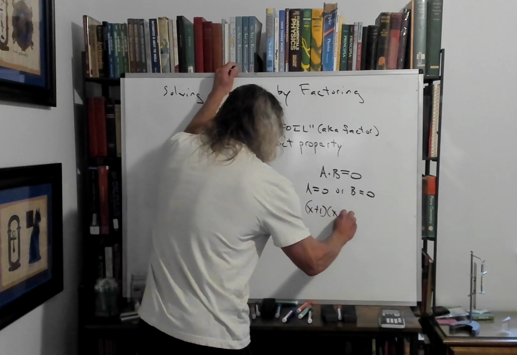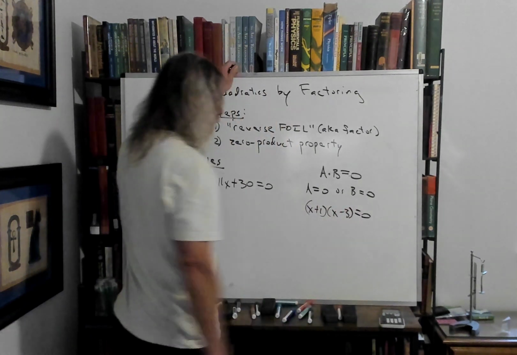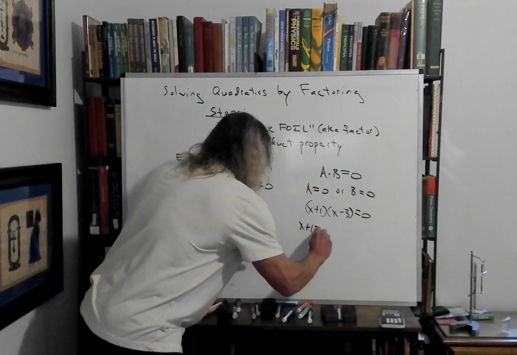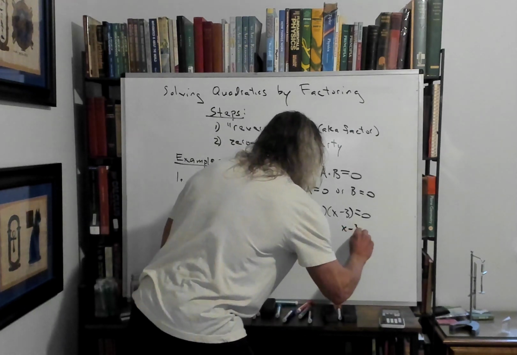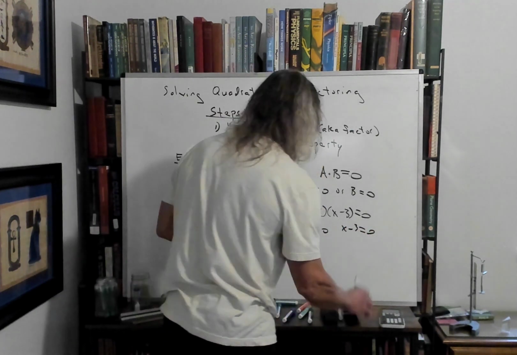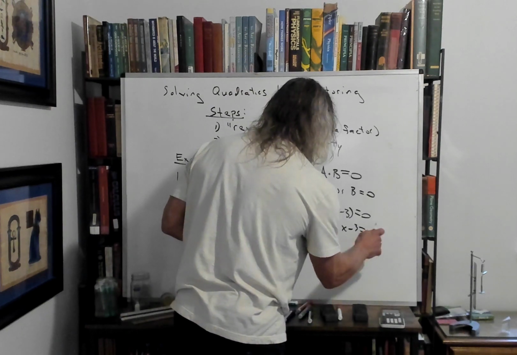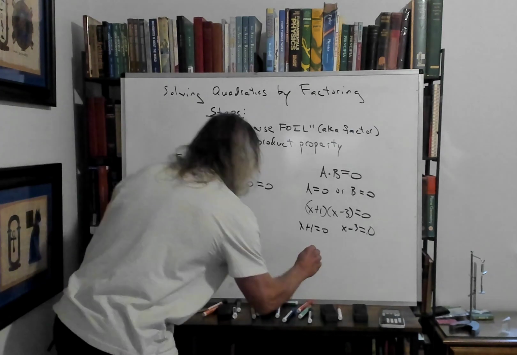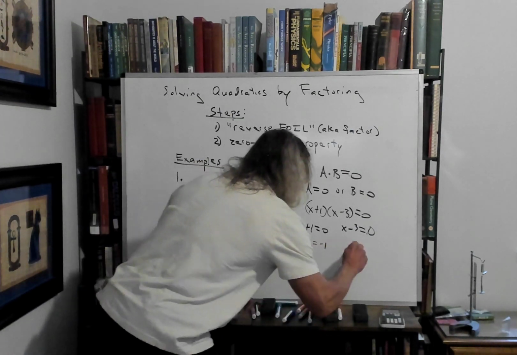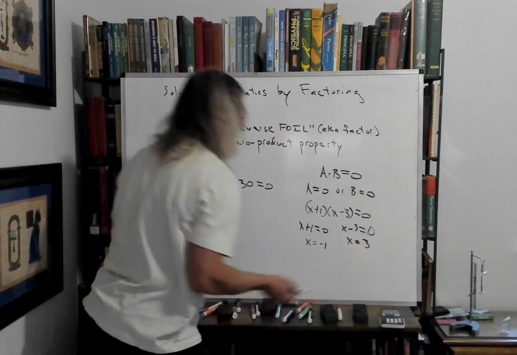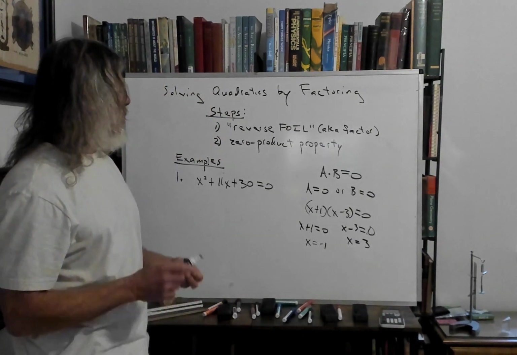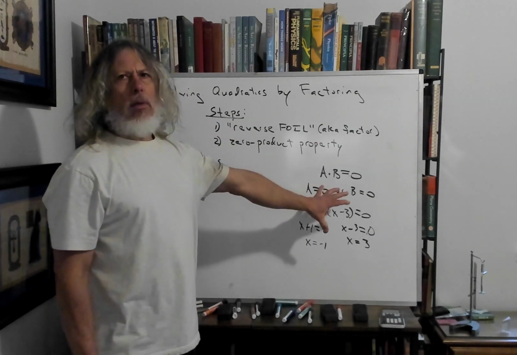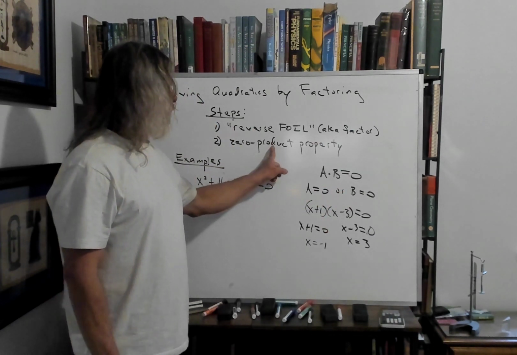x plus 1, x minus 3 equals 0. We can use the zero product property. This is like the A. This can be 0, or this can be 0. A times B is 0. And so x is negative 1, or x is 3. Okay. So we will do this. We've done this, zero product property.